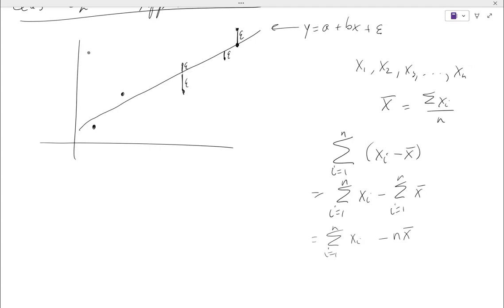But how did we calculate the mean? Yeah, add them up and divide by n, right? So what does n times x bar equal? The sum of the x sub i's, right? So what do we end up with when we're done? 0.